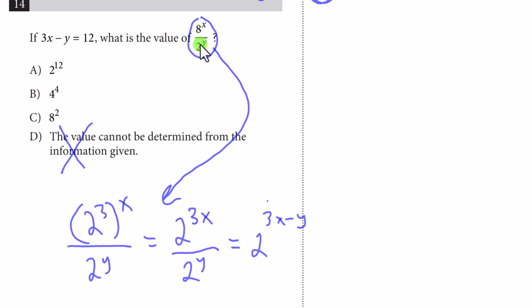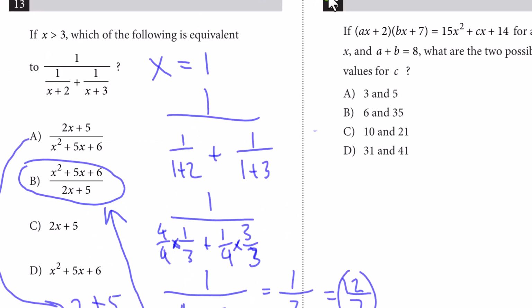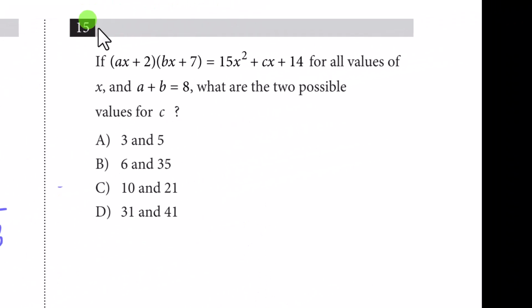And now this is where the 3x minus y comes into play. We know that that is equal to 12. So that's going to get you 2 to the 12. And that is actually the right way to be solving this. Right answer is A.